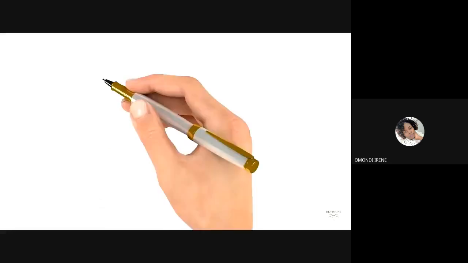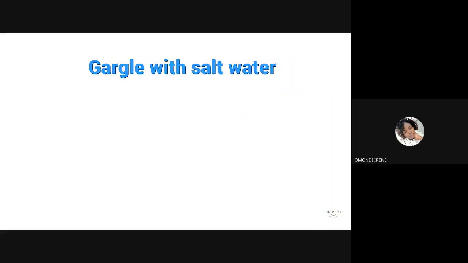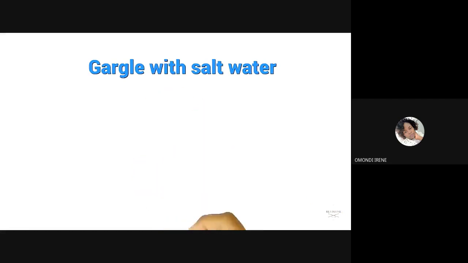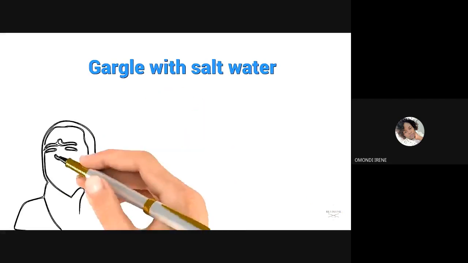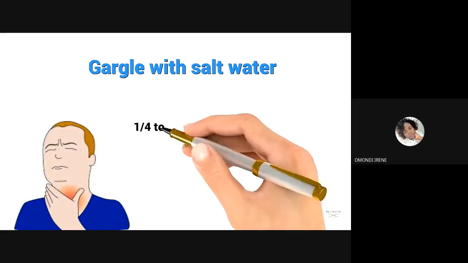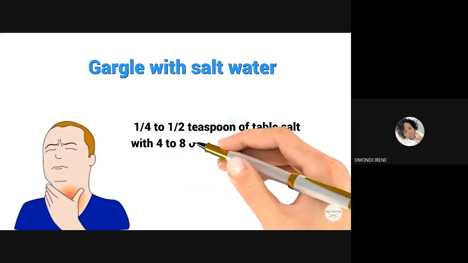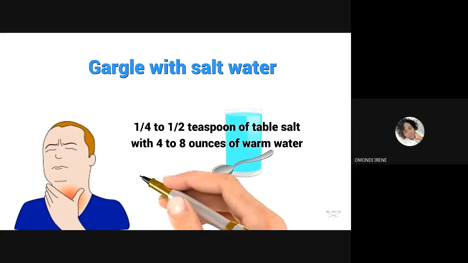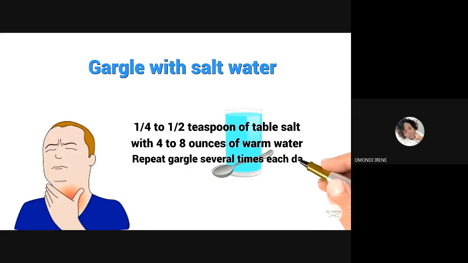Our first tip is to gargle with salt water. Gargling with warm salt water can help soothe a scratchy throat. The salt pulls the mucus out of your swollen, inflamed tissue and helps relieve the discomfort. The Mayo Clinic recommends combining 1/4 to 1/2 teaspoon of table salt with 4 to 8 ounces of warm water. Stir until the salt dissolves. Then gargle with it for several seconds and spit it out. Repeat the salt gargle several times each day.